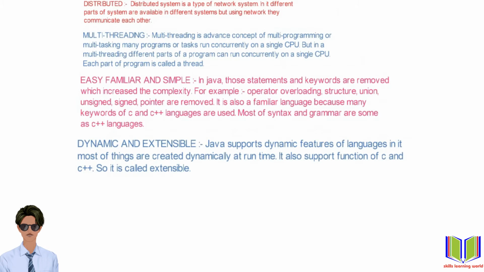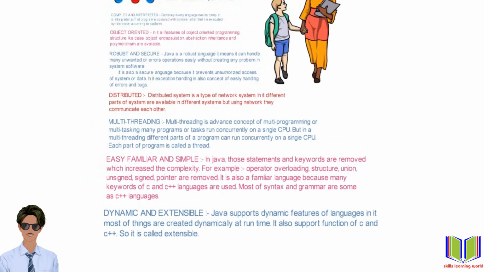Dynamic and extensible. Java supports dynamic features of languages, and most things are created dynamically at runtime. It also supports functions of C and C++, so it is called extensible.